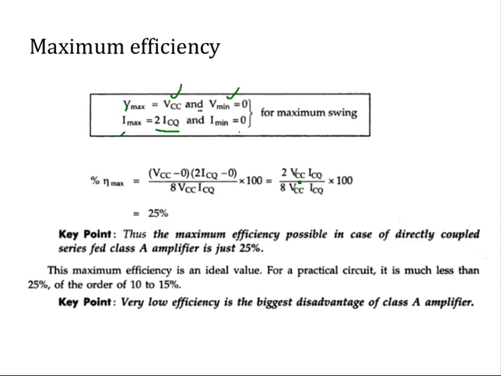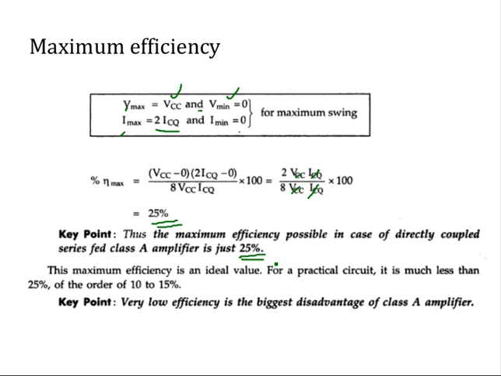Now when you simplify, what do you get? You can cancel VCC and ICQ, and 2 by 8 gives you the factor. What is that? 25%. So if you assume full swing for voltage and current, this class A series fed or directly coupled class A amplifier will have a maximum efficiency of 25% only.